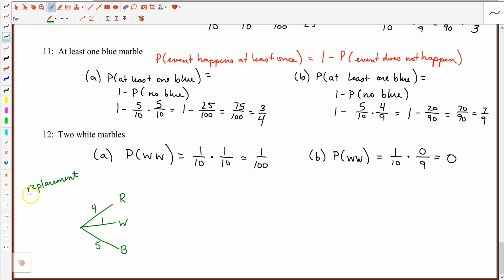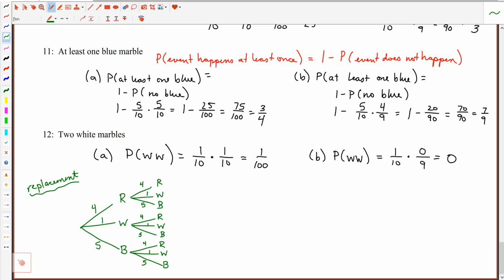Now, if this is the tree with replacement, that means on the second stage, I still have red, white, and blue, red, white, and blue, red, white, and blue. And then because the marble is getting replaced, the counts on the second stage don't adjust. So I would still have 4 red, 1 white, and 5 blue marbles if a red marble was pulled initially, because that red marble went back in the bag, so that count doesn't get adjusted at all. So I can put 4 red, 1 white, 5 blue, 4, 1, 5.